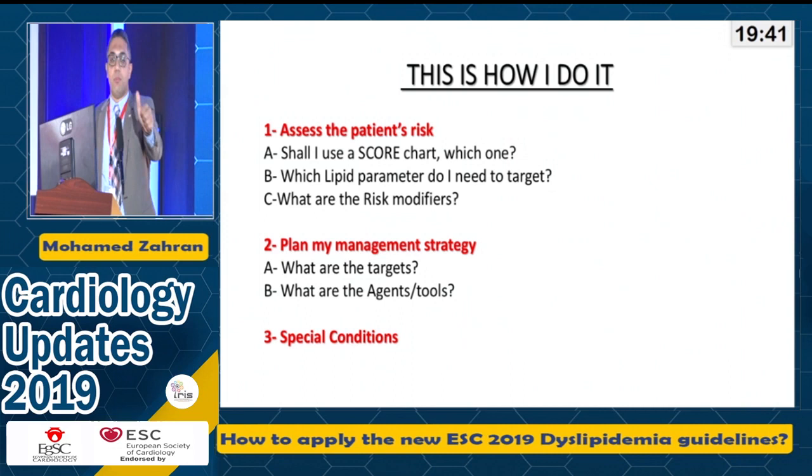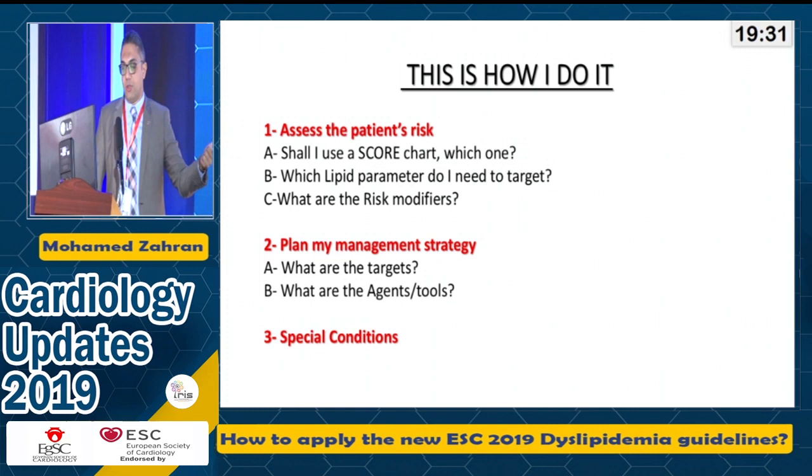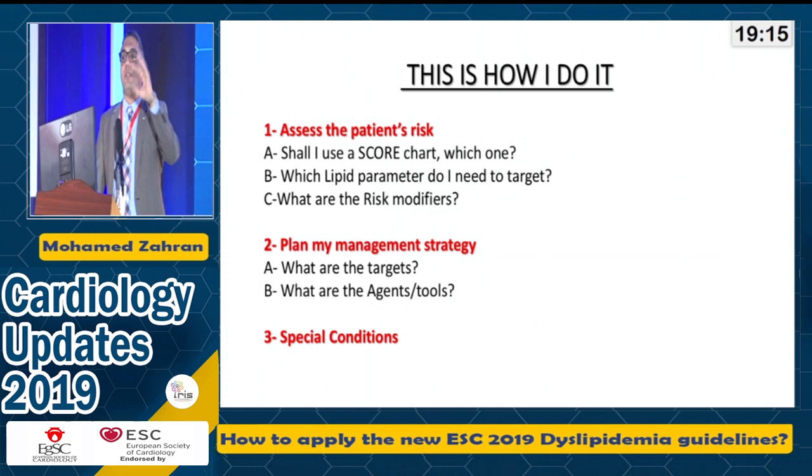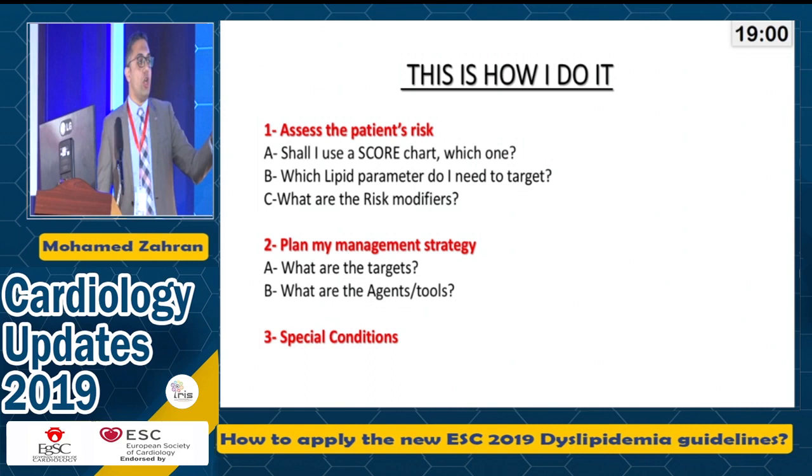The second issue is which lipid parameter do I need to target? I'm targeting the total cholesterol or the LDL or the triglycerides or the apolipoprotein or what? And is there additional risk modifiers that can affect the risk profile of this patient or not? After I answer this question, I will have my patient located in a specific risk profile. According to this risk profile, I will plan my management strategy. My management is based upon achieving a specific target for a specific marker using a specific agent. And at the end of this situation, sometimes I have special conditions which need some specific points to look at.